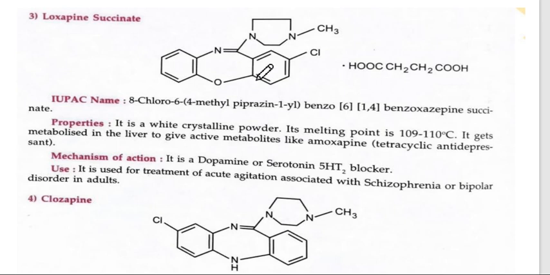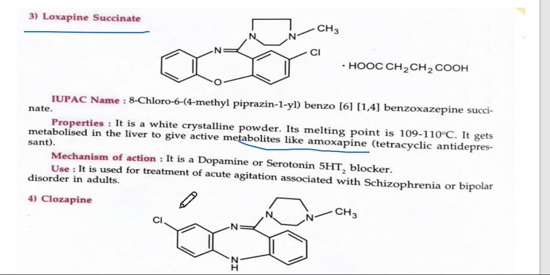Okay, loxapine succinate. Again, it is a white crystalline powder having a melting point in the range of 109 to 110 degrees Celsius. It gets metabolized in the liver to give active metabolites like amoxapine. Very important: loxapine succinate gives active metabolites like amoxapine, which is a tricyclic antidepressant. It is a dopamine and serotonin 5-HT blocker. It is used in the treatment of acute agitation associated with schizophrenia or bipolar disorder in adults.